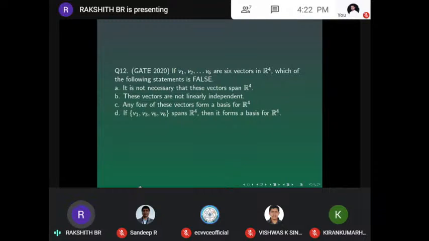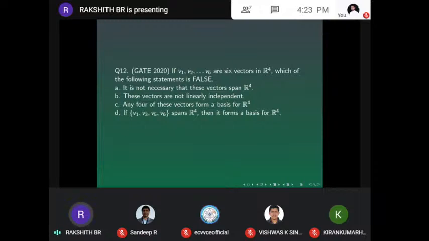Option C is as follows: any 4 of these vectors form a basis for R4. First let me tell you what is meant by a basis of R4. By a basis, I mean a set of linearly independent vectors which indeed spans R4. For example, if I consider the space R2, then its basis would be (1,0) and (0,1), because with the help of these points I can span the whole space R2. And for R3, an example of a basis would be (1,0,0), (0,1,0), (0,0,1). These are always referred to as the standard basis. So this indeed is a basis of R3.